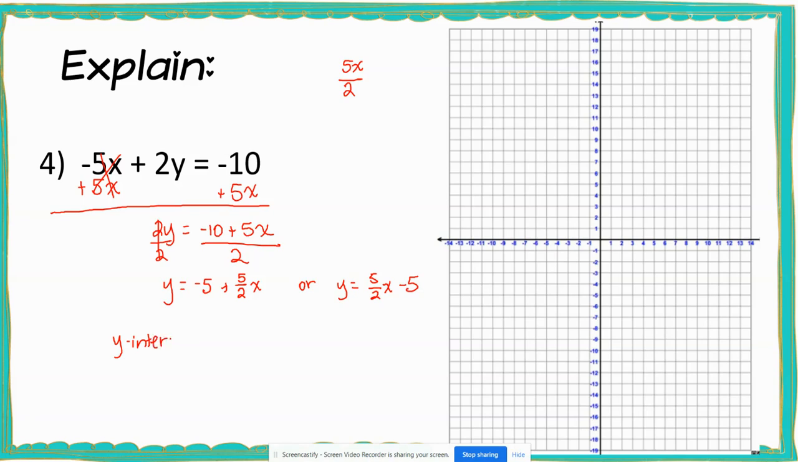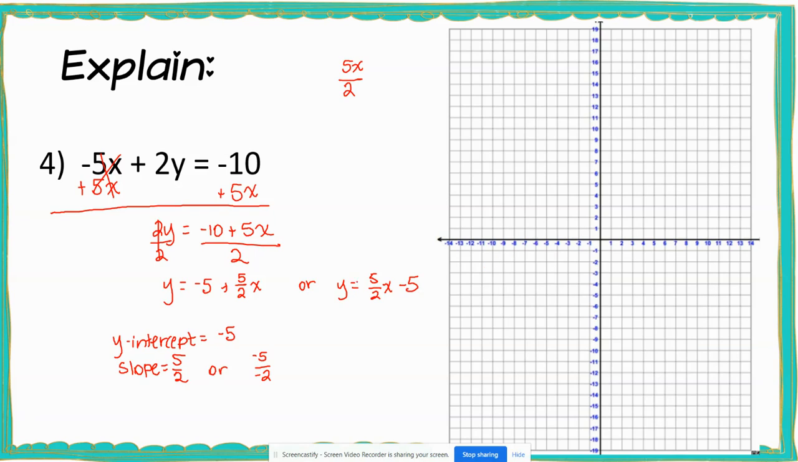From here, we need our y-intercept. Well, our y-intercept is this constant value, which is negative 5. And then we need our slope. Our slope is this coefficient of x, so it's 5 halves. Now it's positive. So another way to write this is actually negative 5 over negative 2, because a negative divided by a negative will still give me a positive value.